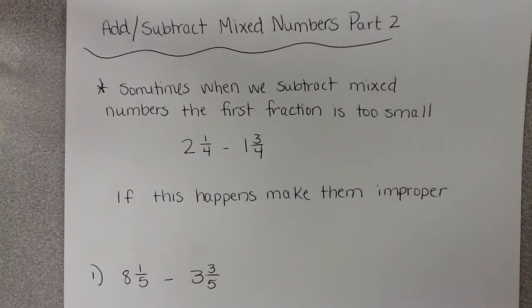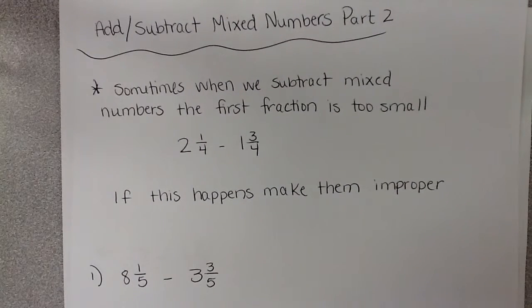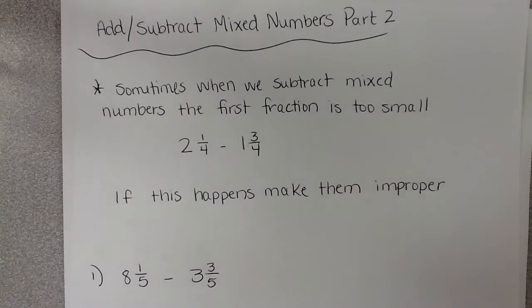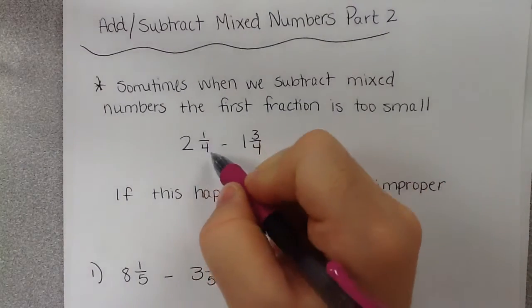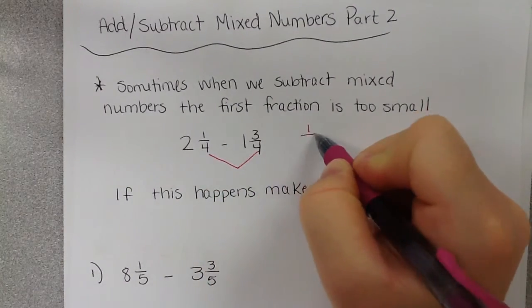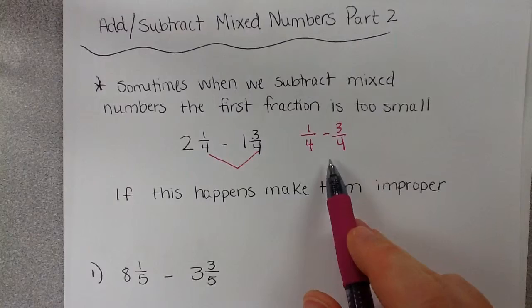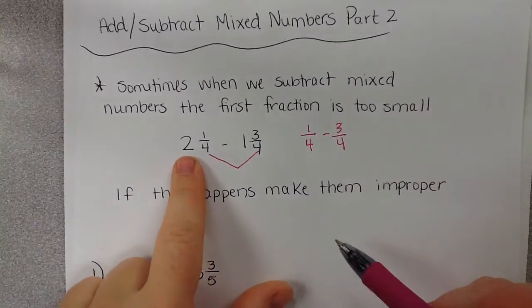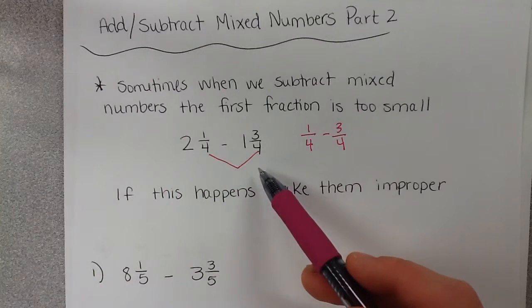Mathematicians, we are going to look at adding and subtracting mixed numbers again today. Specifically, we are going to focus on when we subtract mixed numbers and the first fraction is too small. For example, in this problem, if I were to take 1/4 minus 3/4, I cannot do this without getting a negative number. I don't want a negative fraction because I have a whole number here. I can take parts of this whole number to make this work.